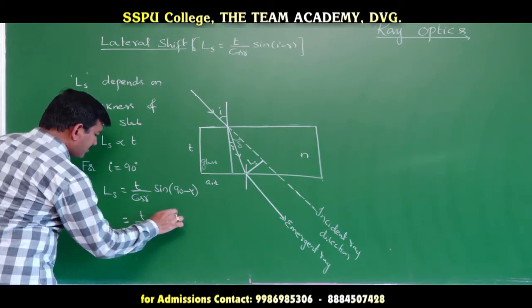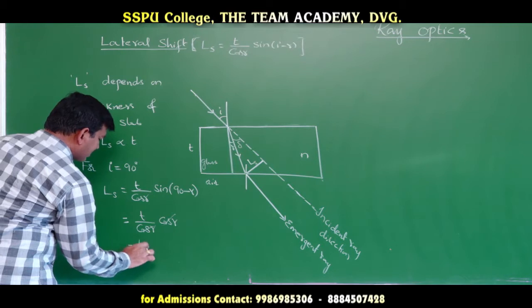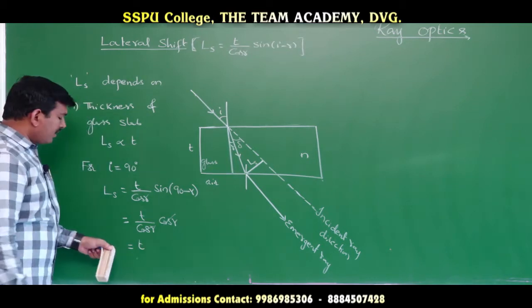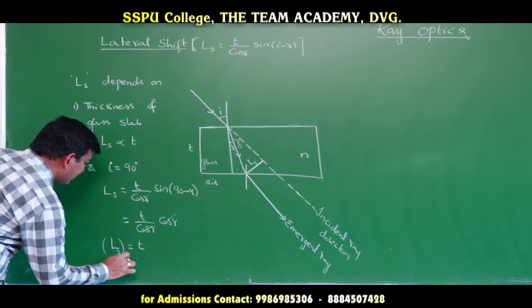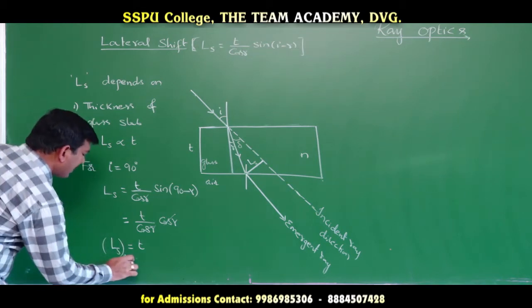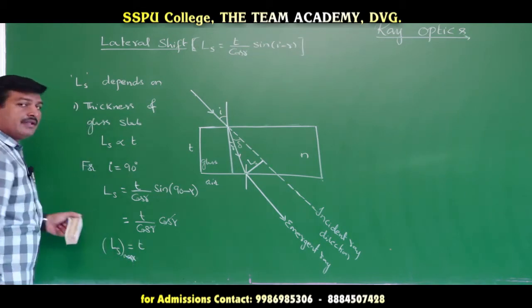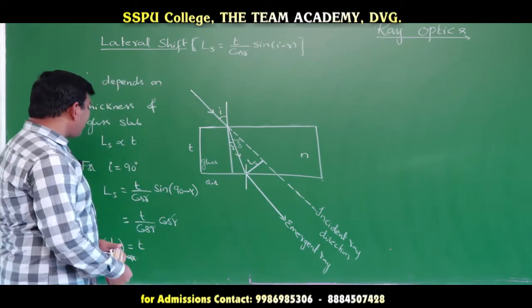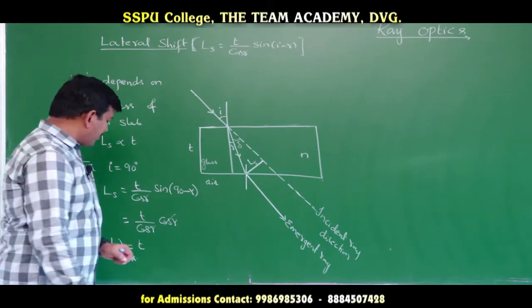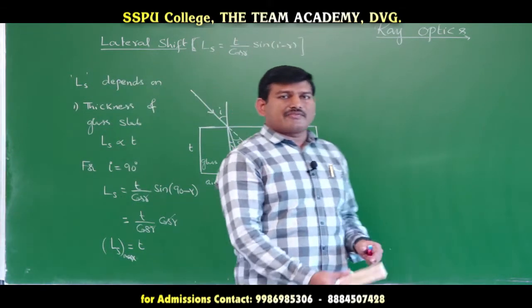So cos r will get cancelled, and we will have lateral shift equal to T. This is said to be the maximum value of lateral shift. So the maximum value of lateral shift will be equal to the thickness of glass slab.